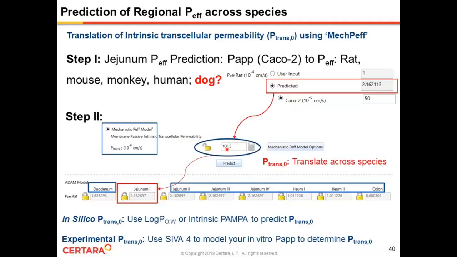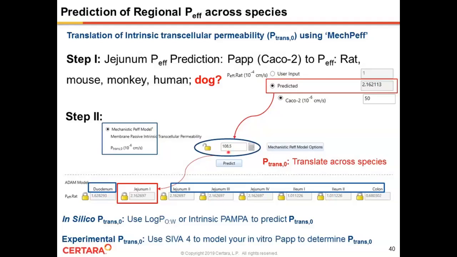Now, what this allows you is that there are 2 advantages to it. One advantage is that you can transfer this intrinsic transcellular permeability from one species to another. At the same time, when you're using this intrinsic transcellular permeability, it will predict the regional permeability in the small intestine, because we are all aware that the permeability throughout the small intestine is not the same value, and it will change because in the duodenum, the permeability is known to be much higher as compared to the ileum and to the colon. So this way, you can actually move from one species to another in order to predict the passive permeability for your drug.